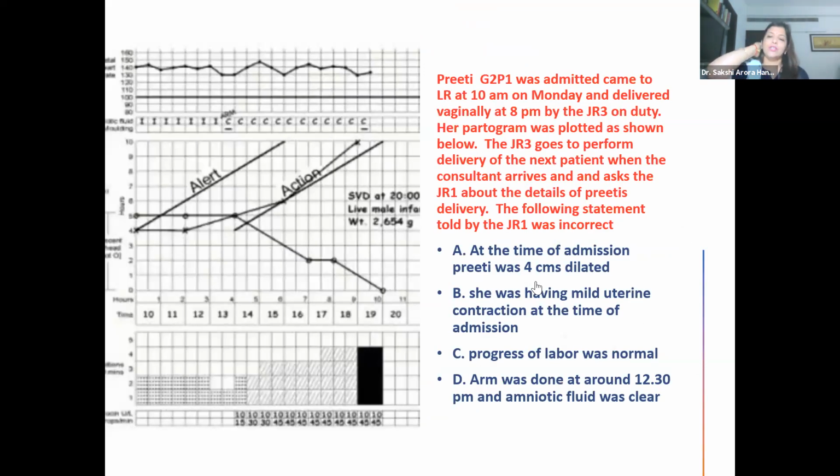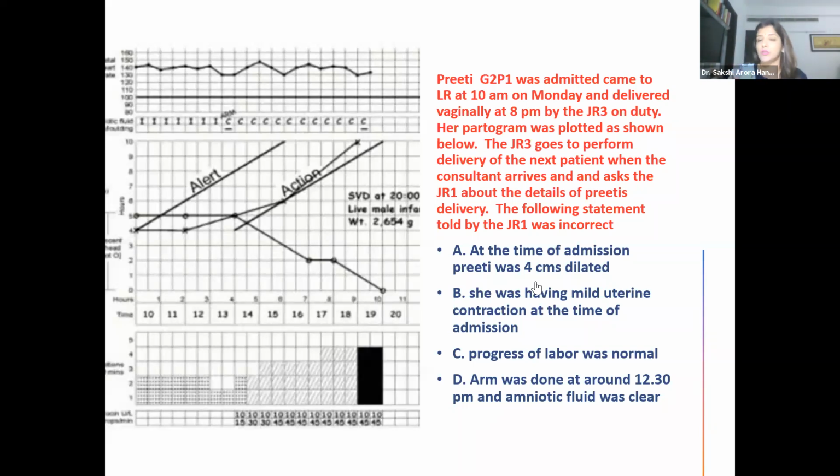Now, next question. This is based on partogram. Preeti, a G2P1, was admitted. She came to the labor room at 10 a.m. in the morning and was delivered vaginally at 8 p.m. by JR3 on duty. Her partogram was plotted as shown below. The JR3 goes to perform delivery of the next patient when the consultant arrives and asks the JR1 about the details of Preeti's delivery. The following statement told by JR1 was incorrect.